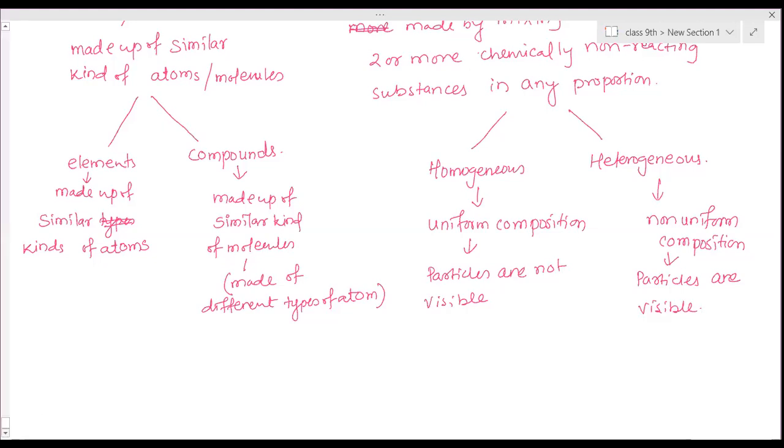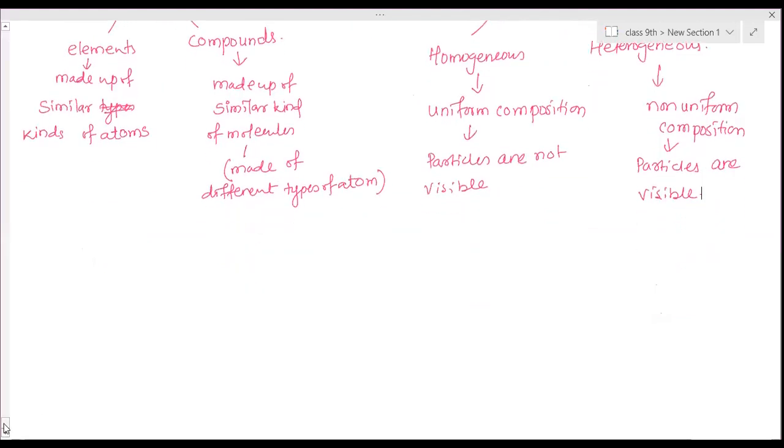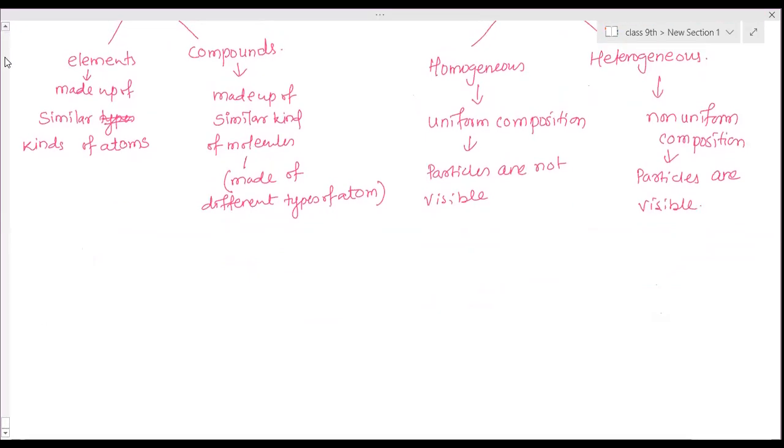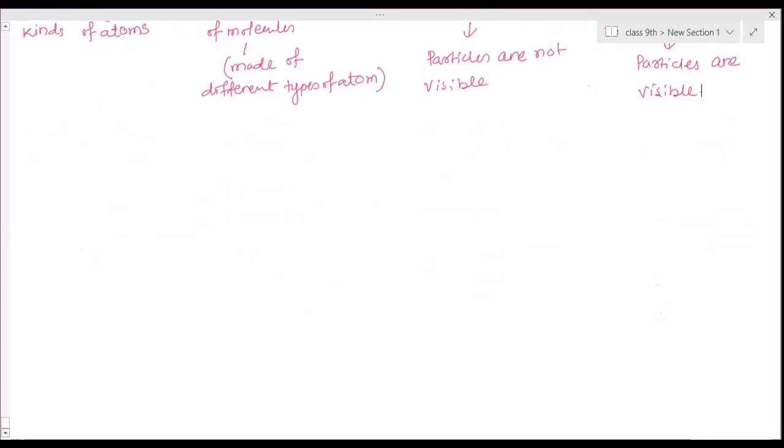Okay, limestone. It's a compound, calcium carbonate. So elements are further divided into metals, non-metals, metalloids, and inert gases or noble gases.